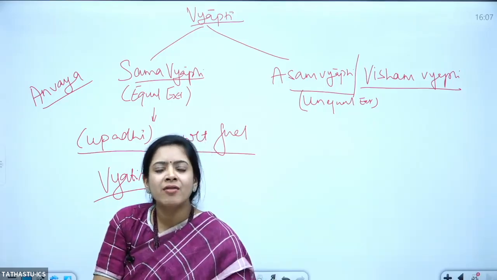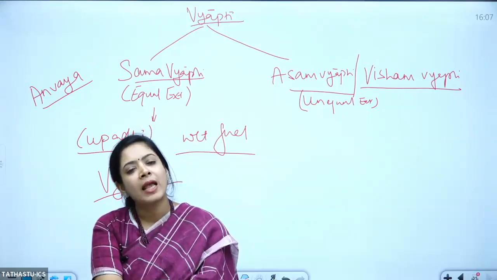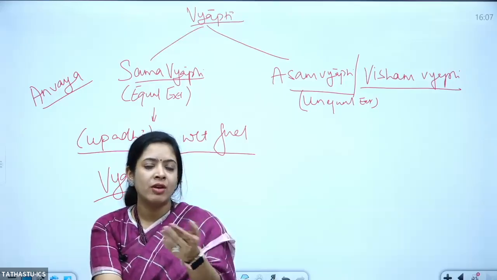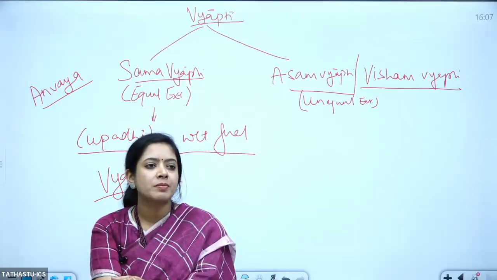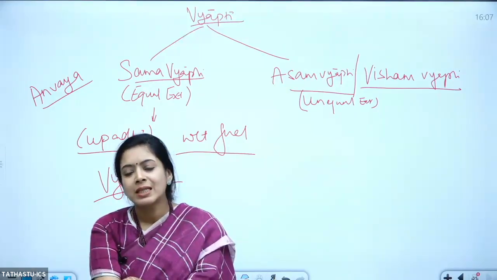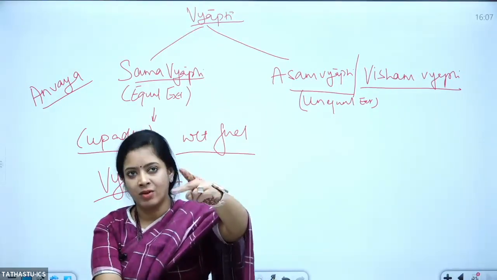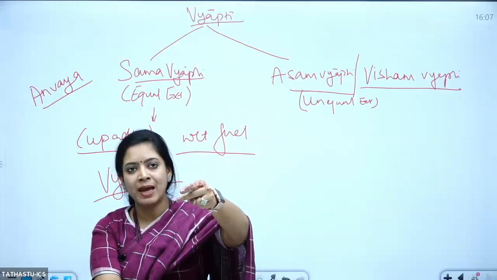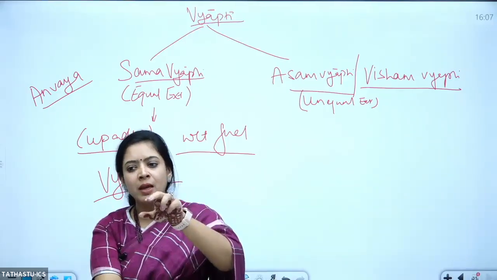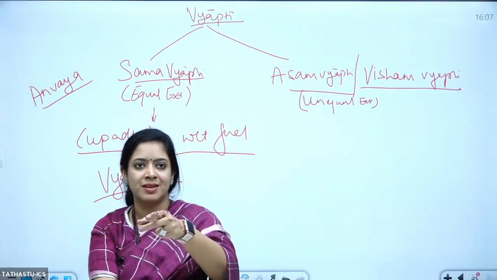So keval anvay. Firstly, these two are different classifications. Keval anvay means it is only having anvay. Anvay in the sense, it is like just some vyapti wala concept hai na, keval anvay. Both sides it will be having the agreement in presence. But keval vyatireki, both sides it will be having agreement in absence.